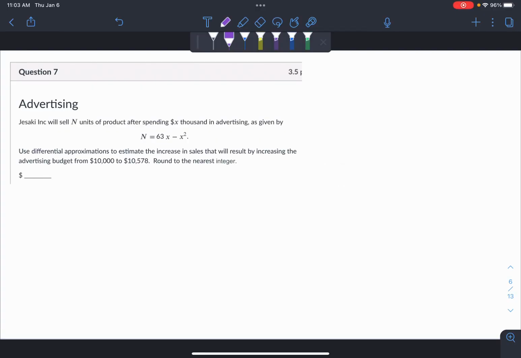Okay, for question 7, we have an advertising question. We are given this formula here that says that we'll sell N units of product after spending X thousand dollars in advertising, given by this formula here. We want to use differential approximations to estimate the increase in sales that results from increasing the advertising budget from $10,000 to $10,578.